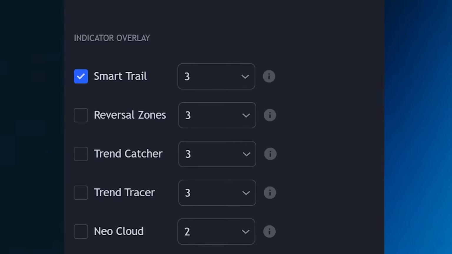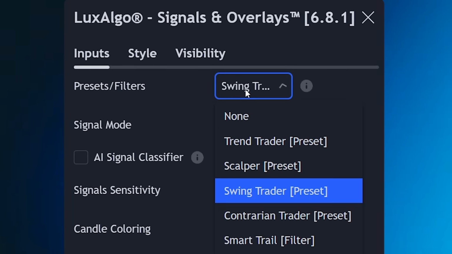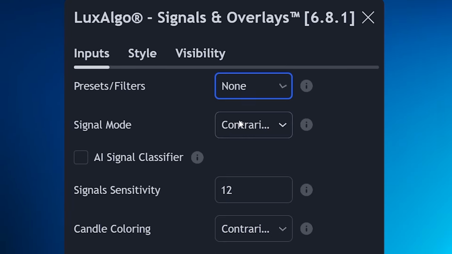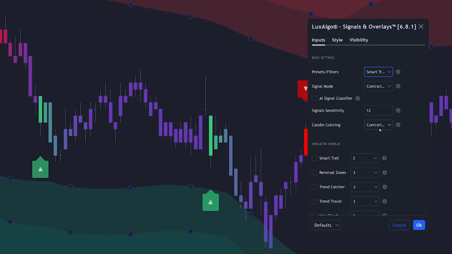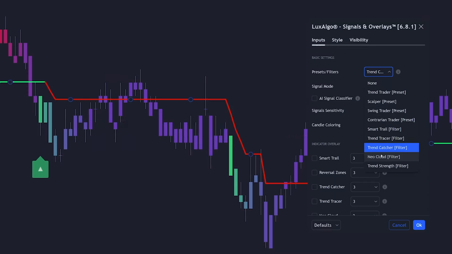So, if you want to customize the indicator and its functions even further, make sure to set the presets and filters to none. We hope these presets and filters serve as a solid starting point to discover which features best complement your trading style.